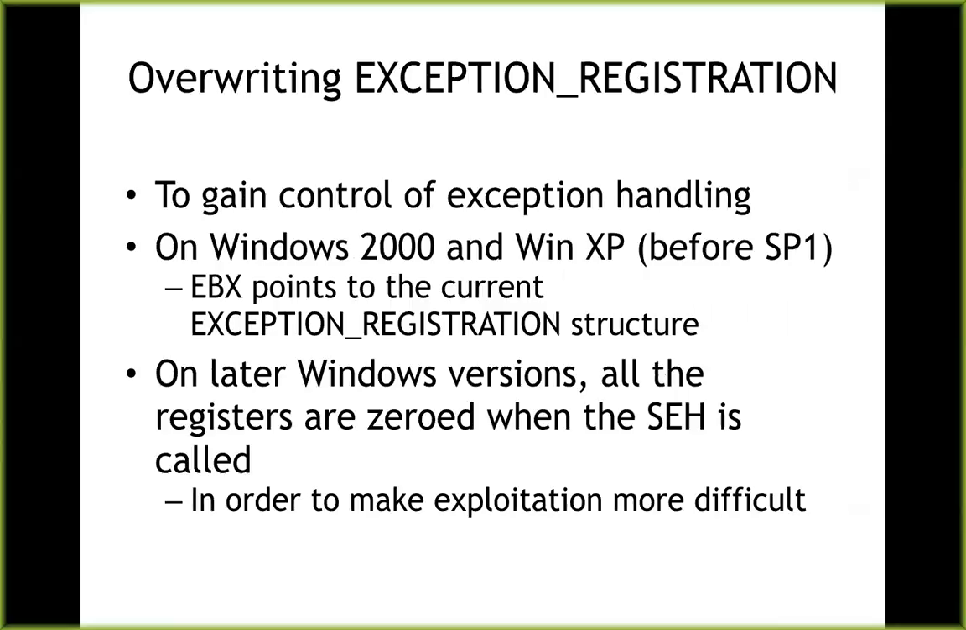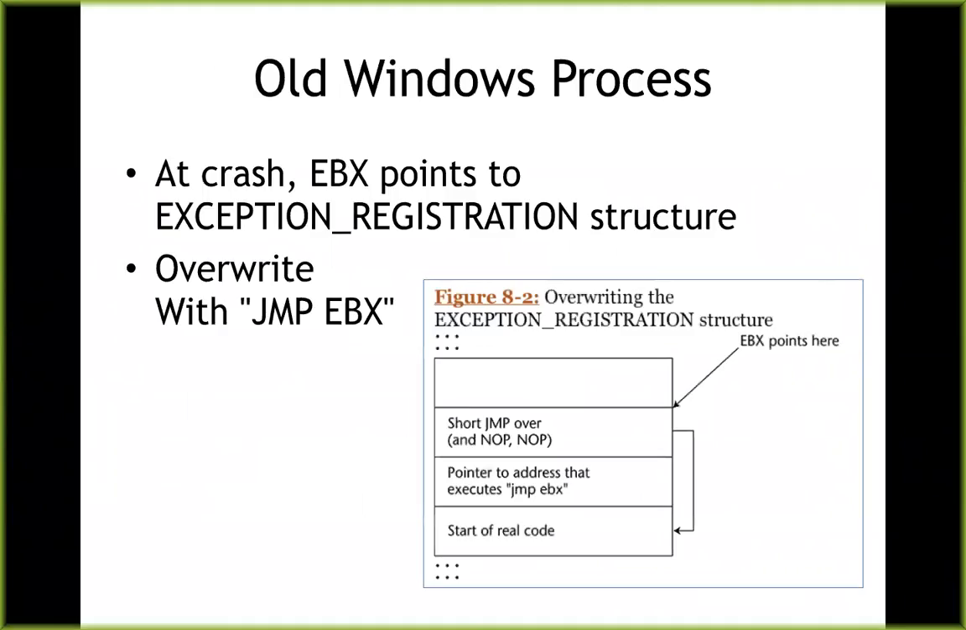So if you want to get control of the exception handling, you have to find the exception handler. And before Windows XP SP1, you could just look in EBP, and that would point you there. After that, all the registers are zeroed when the SEH is called in order to make this more difficult. But what you do is, like I said, you'll find the pointer to the exception handler. EBX points here into the exception handler. That's the old one. So at the crash, EBX points to the exception handler. So all you have to do is execute a jump EBX to get into the exception handler.